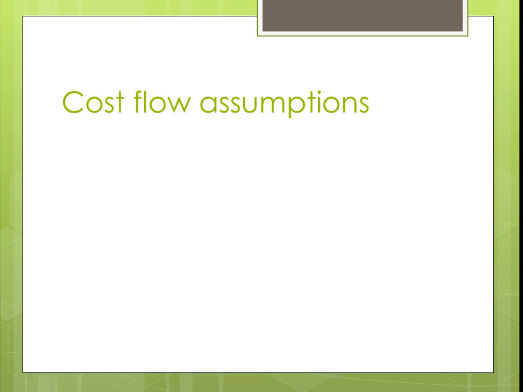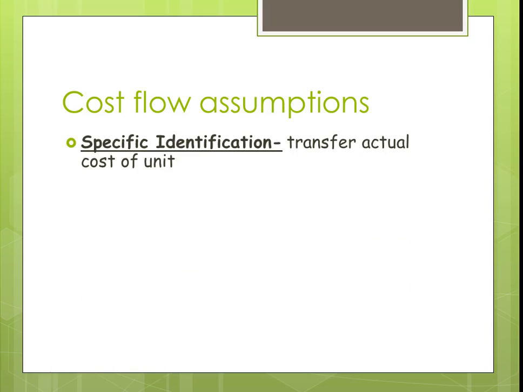Now, there are cost flow assumptions. First, we have specific identification. This would be used by an antique company or a car company or a boat company, where every item is unique and they keep track of the actual cost, and when that specific unit is sold, the costs are transferred.